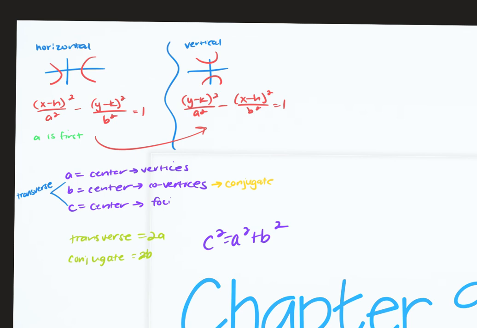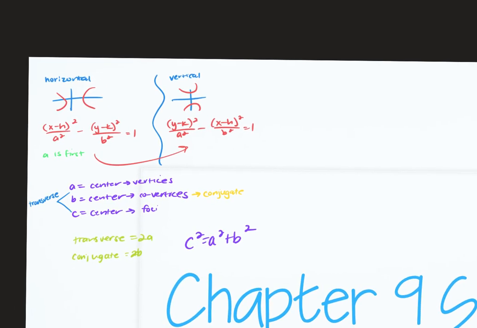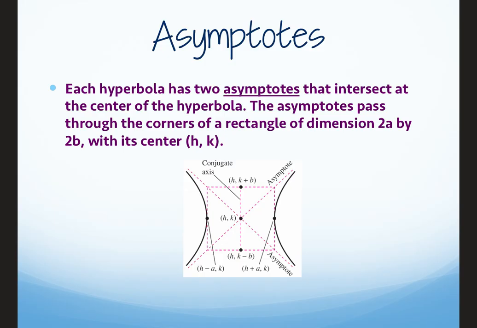And then the last thing is your asymptotes, which is where we pick up. Asymptotes are those lines that crisscross to make your hyperbolas as narrow or wide as they're supposed to be. Each hyperbola has two asymptotes. They intersect at the center. The asymptotes pass through the corners of a rectangle of dimensions 2a by 2b.